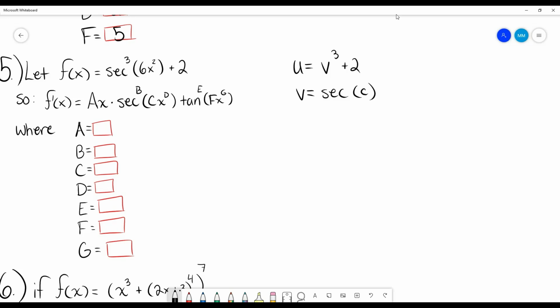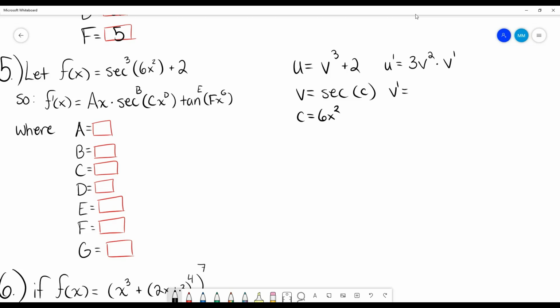That's my c. And then c, like I just said, is 6x squared. And then once again, just figure out our derivative of u. It's going to be the derivative of this, so it's going to be 3v squared because of power rule. And then the derivative of constant is 0. And then multiply the whole thing by whatever the derivative of this inside bit is. Then we figure out what that is.